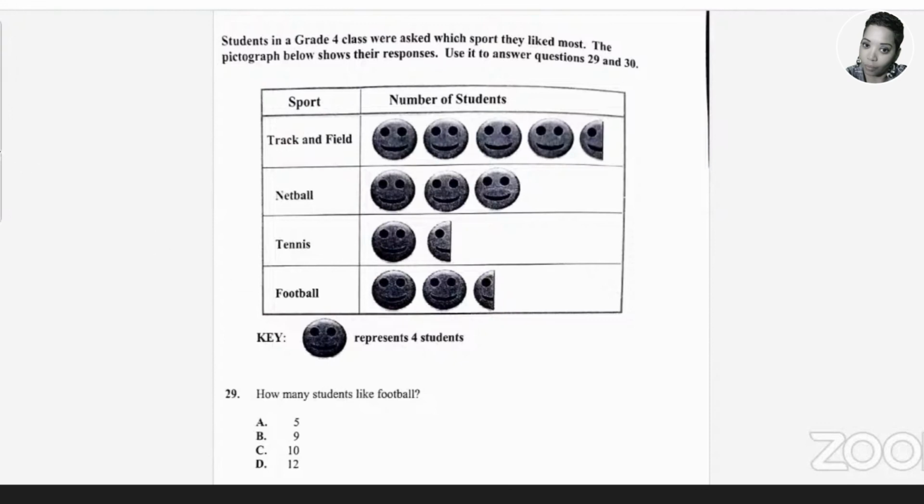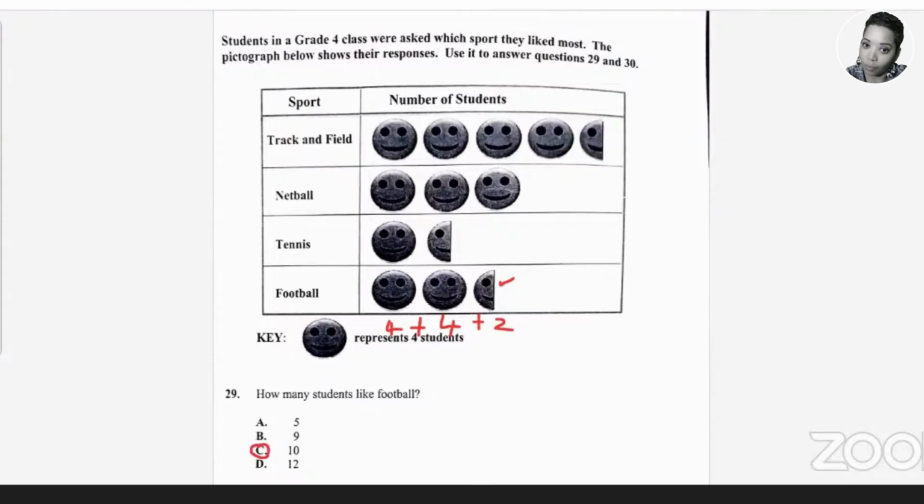So guys, what you have to pay attention to, and I had to draw students' attention to this, if one entire face is 4, then this is half of a face, okay? So it's not a complete face. Don't think that they made a mistake, okay? It's half of the face. That means it's half of the value. So football would be 4 plus 4, and half of 4, because it's half of the face, that's 2. So how many students like football? The answer would be 10. 4 plus 4 plus 2, that gives us a total of 10.